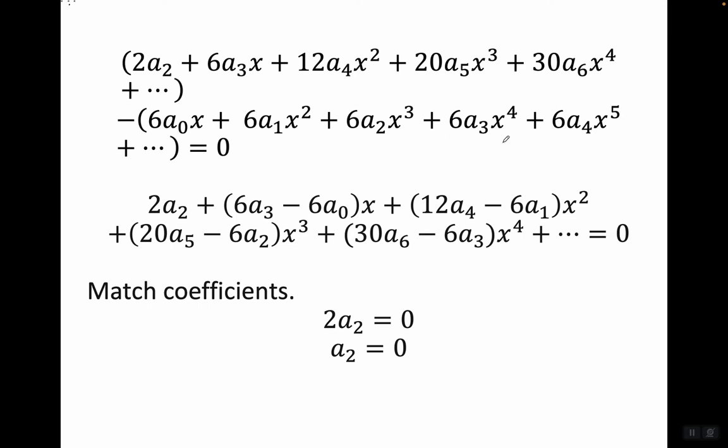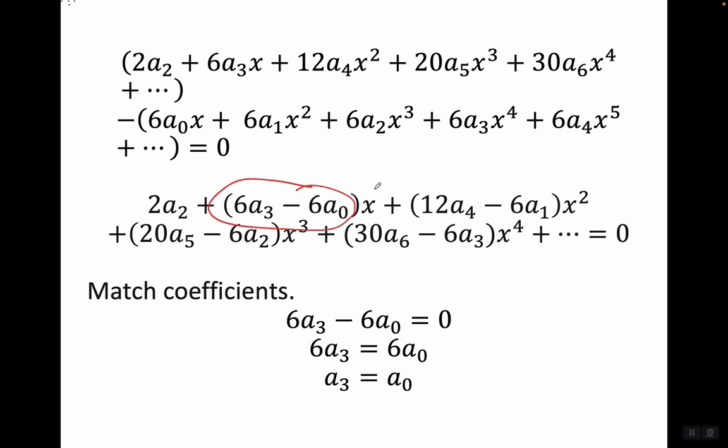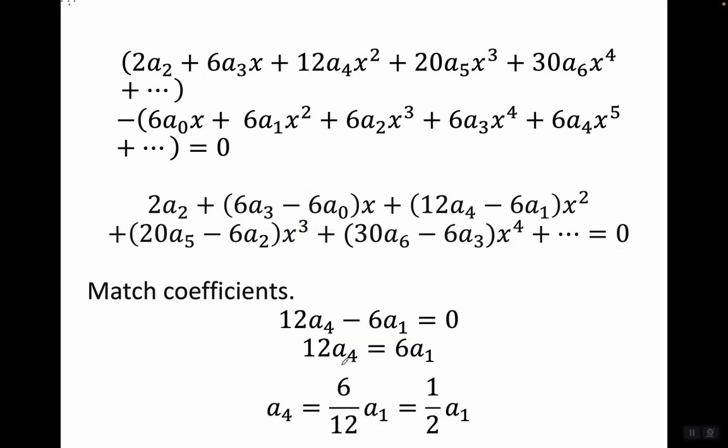Okay, now we just match coefficients. Notice the constant coefficient on the left side is 2a2. The constant coefficient on the right side is just 0. That means 2a2 is 0, which means a sub 2 equals 0. How about the coefficients of x? On the left side it is 6a3 minus 6a0. On the right side, I don't see an x here. Do you see an x? There is no x. The coefficient of x on the right side is just 0. Therefore, 6a3 minus 6a0 just equals 0. In other words, 6a3 equals 6a0, so that a3 equals a0.